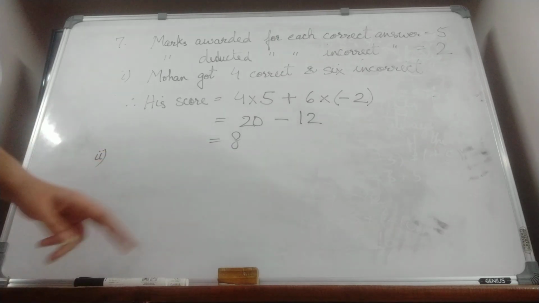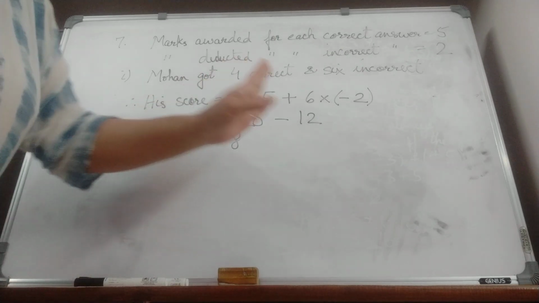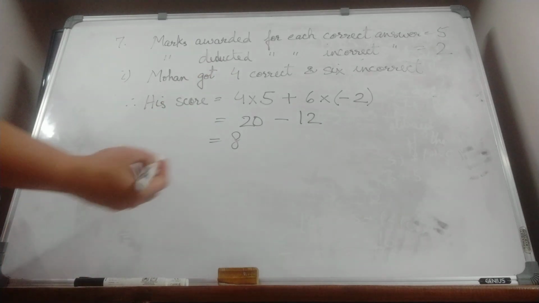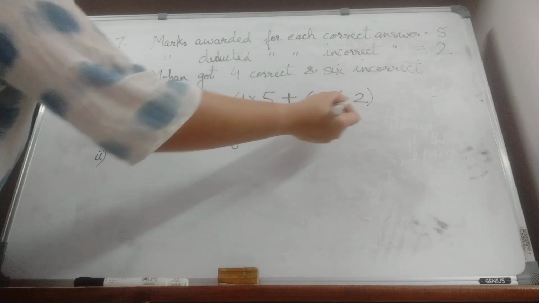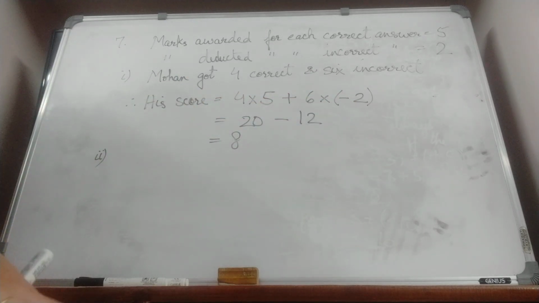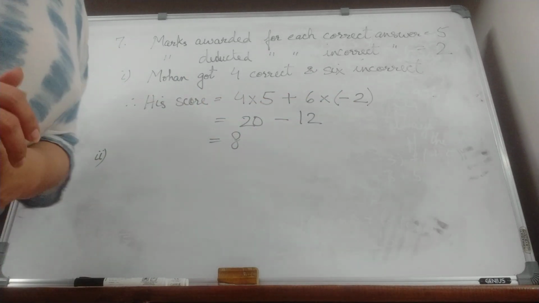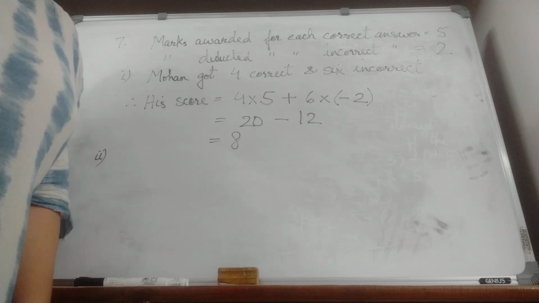Whatever is given to you, like Reshma gets 5 correct and 5 incorrect answers, what will you do? You will have 5 into 5 plus 5 into minus 2, and then you will solve. So you will solve this yourself, and then we will continue in the next video.